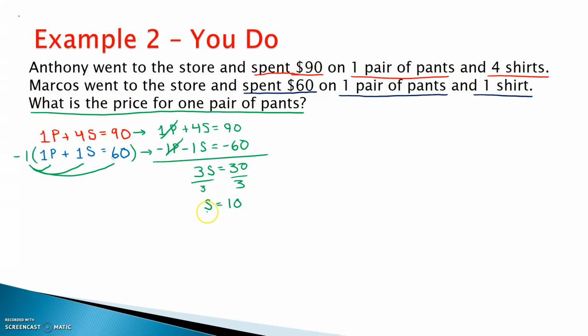Now again, S was standing for shirts. Am I worried about the shirts? No, I needed pants. So how can I figure out pants? Well, I have to go back and substitute.